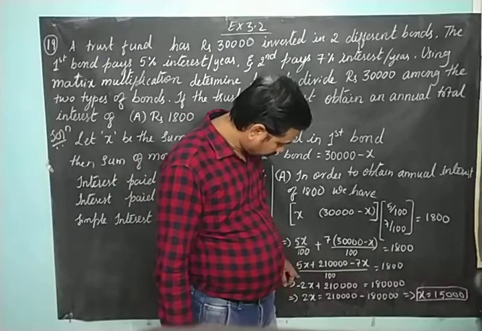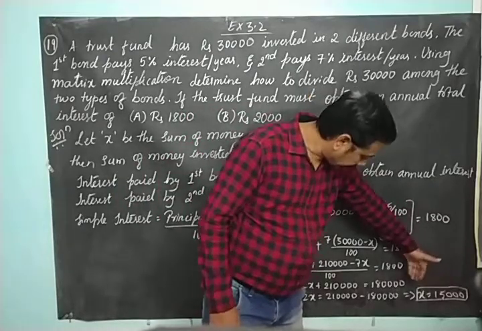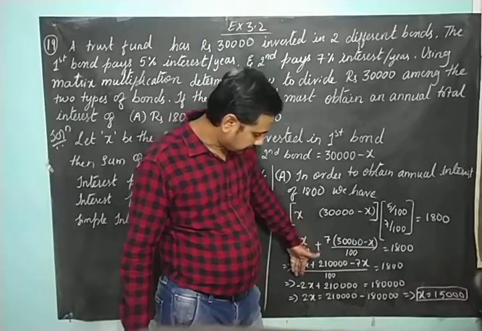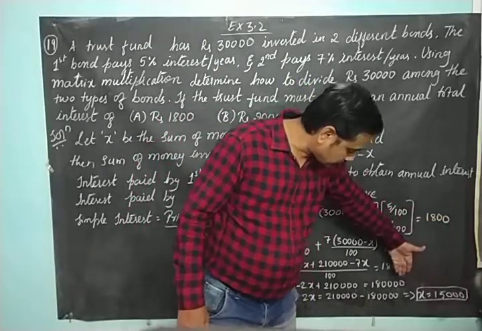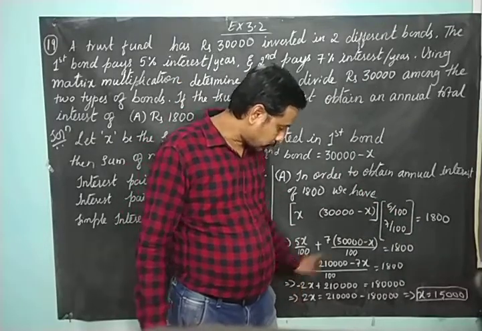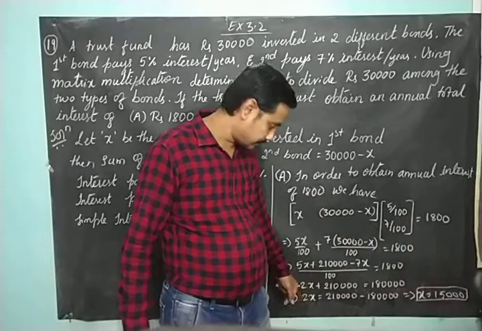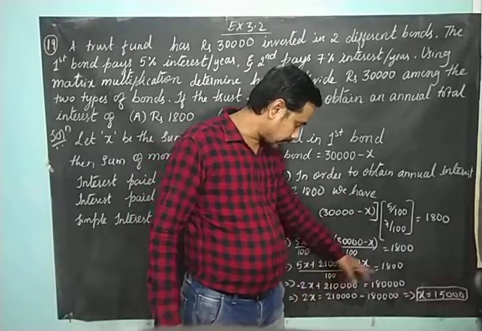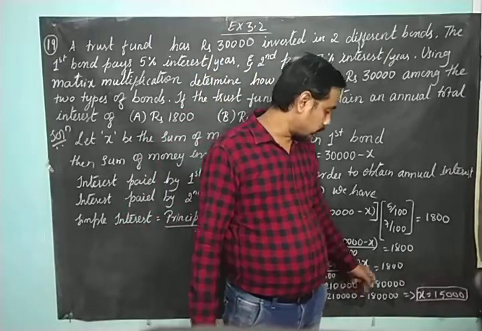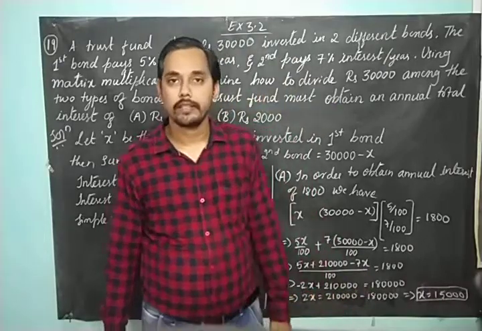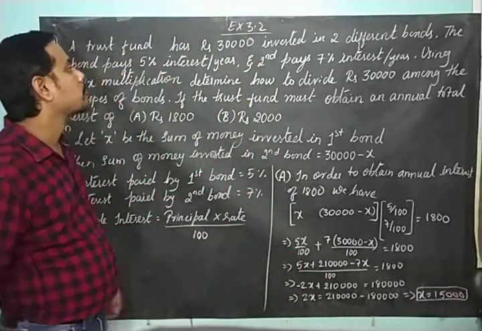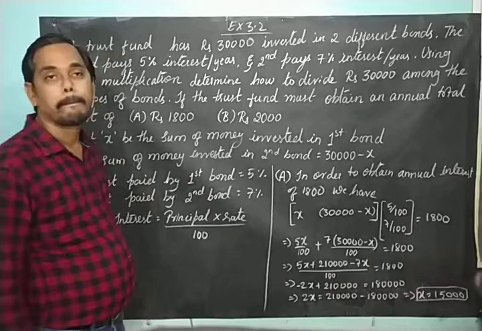Now shift this 2x to the other side and bring this 1,80,000 to the left hand side. Shifting 2x to the other side, it will be plus 2x, right? It will be 2,10,000 minus 1,80,000. So 2x is equal to 30,000. So x will be equal to 15,000. X will be equal to what? 15,000 rupees. So 15,000 rupees should be invested in the first bond, right?